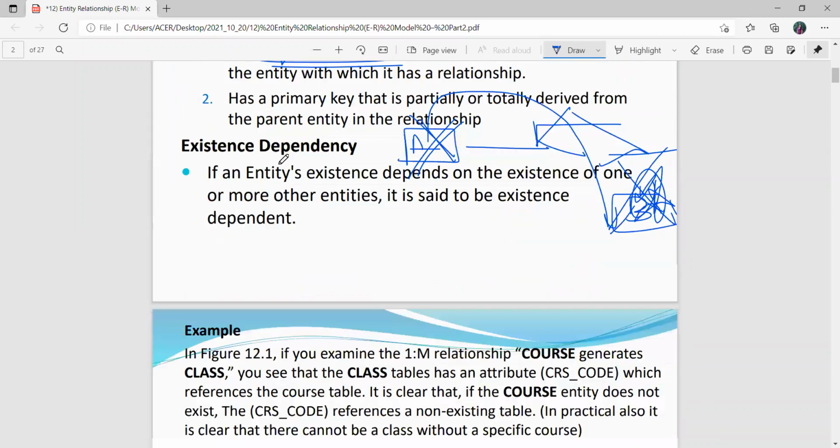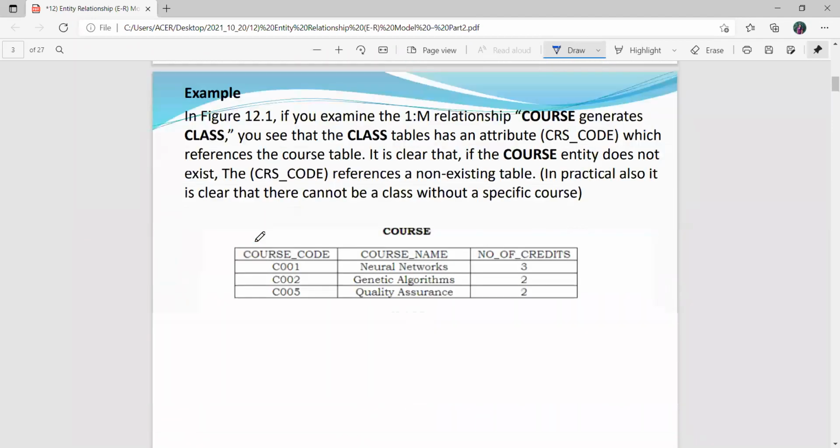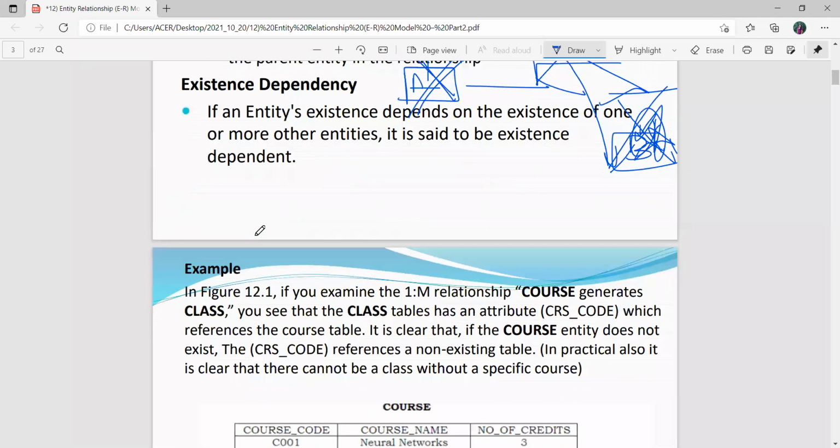First, let's discuss what existence dependency is. If an entity's existence depends on the existence of one or more other entities, it is said to be existence dependent.